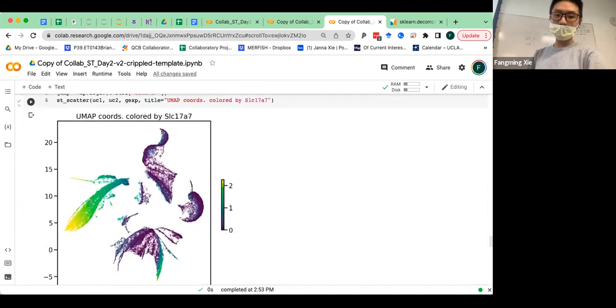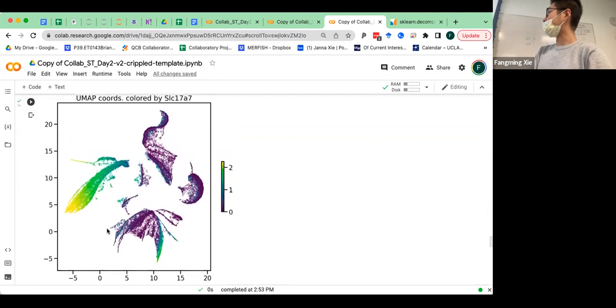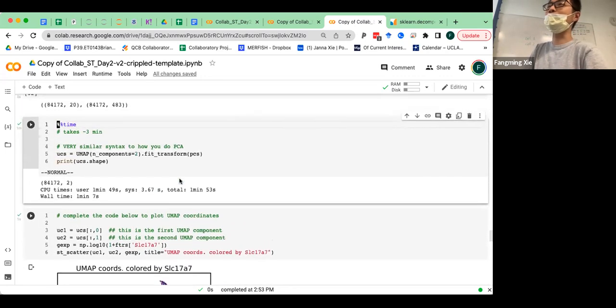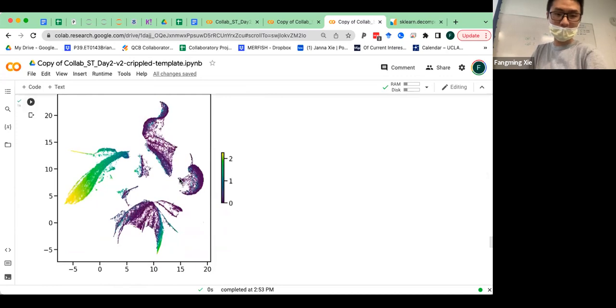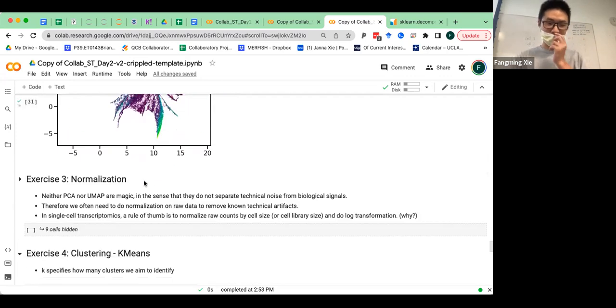Okay. And you also see that UMAP actually shows its power. In this case, it tends to show at least a lot more features than PC1 and 2. That's why people use it, although it's harder to interpret what's going on inside. That's a different problem by itself.